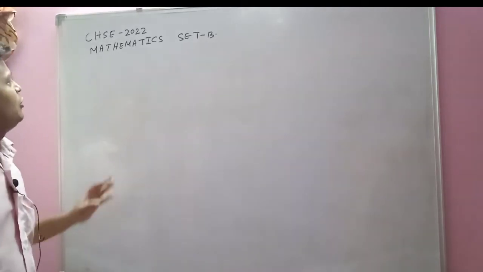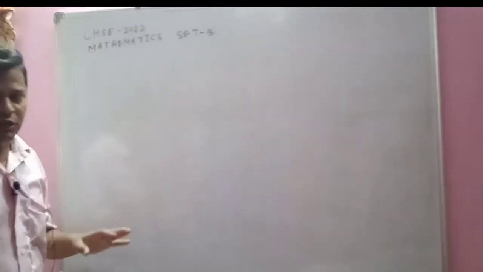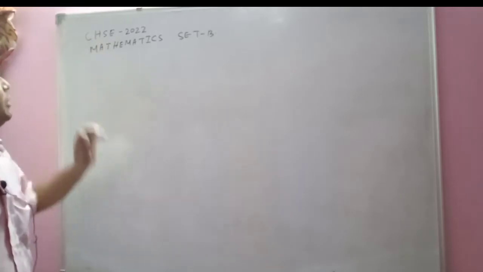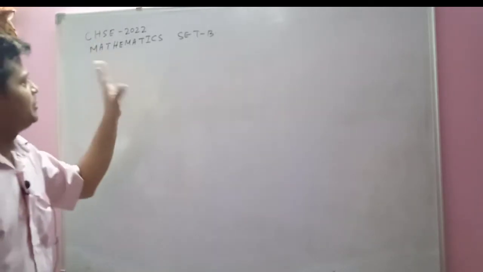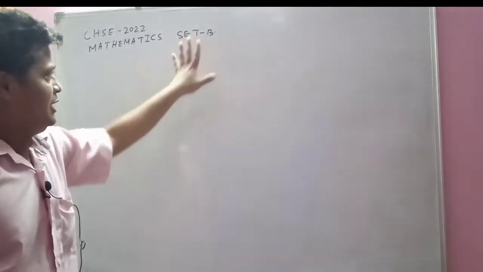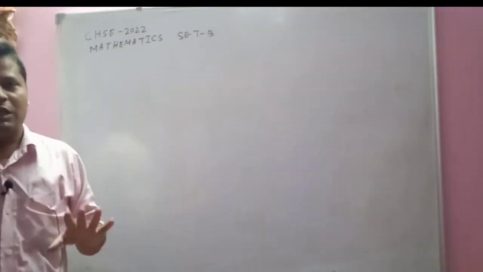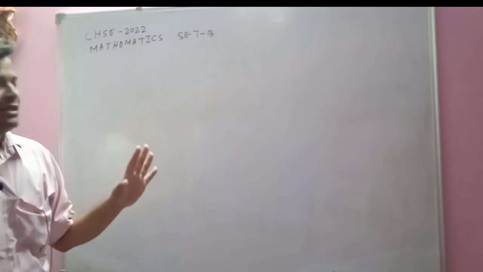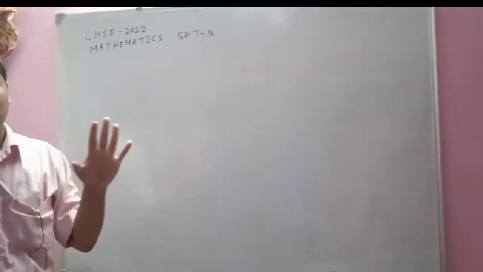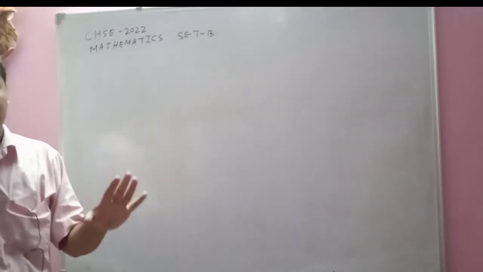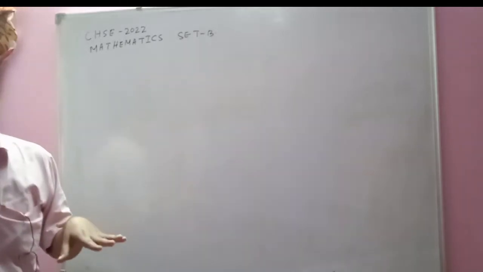Today we are essentially going to discuss the solutions to the question paper CHSE 2002 Mathematics Set B. Dear students, first of all you note there are different sets, but the number of questions in each set are same, but they are in different order.